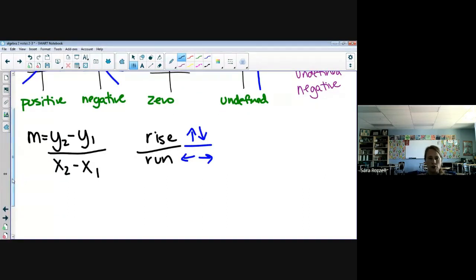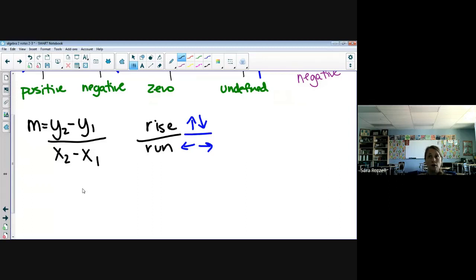So let's just look at a graph and see if we can calculate the slope just going between 2 points. So that crosses at -2 on the x-axis and 3 on the y-axis. And we're going to count our slope.